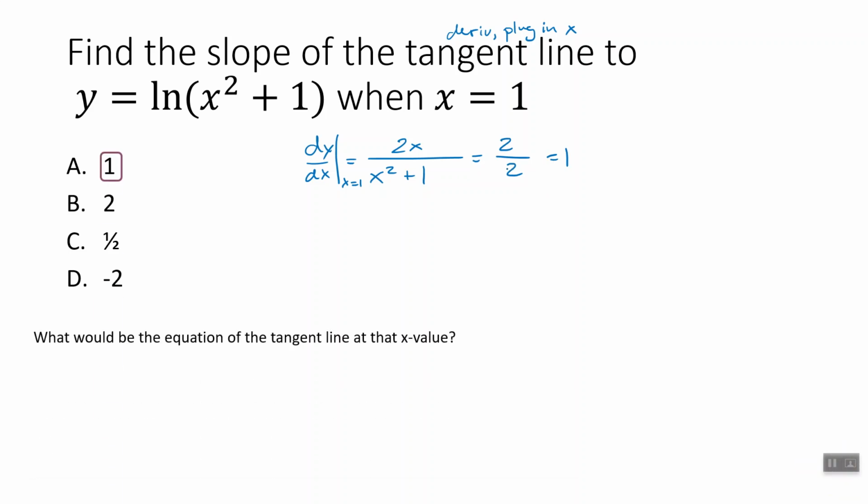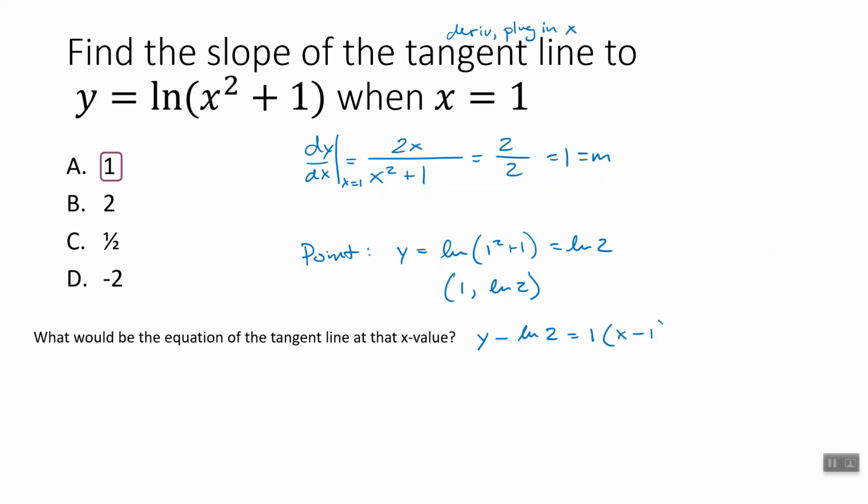There it is. All right, can we find the equation of the tangent line? Well, we've got our slope. We need a point. So to find a point, we plug into the original. So we'd have y equals the natural log of 1 squared plus 1. So that's the natural log of 2. I'm not going to try and simplify that. We're just going to have the point 1 comma ln of 2. So it would be y minus this y value, ln of 2, equals our slope, m, which is 1, times x minus 1. There's our equation right there.